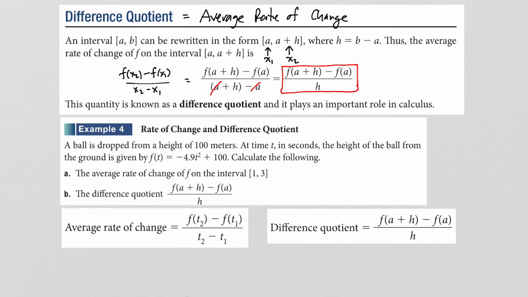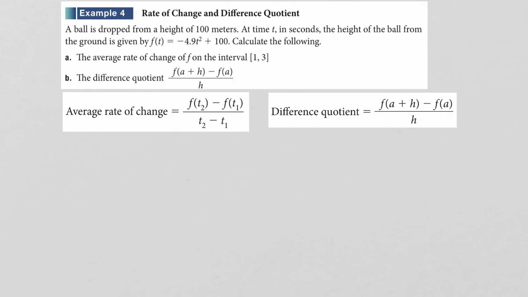All right, let's go ahead and take a look at this example. So here it says, a ball is dropped from a height of 100 meters. At time t in seconds, the height of the ball from the ground is given by f of t equals negative 4.9 t squared plus 100. Calculate the following. So in part A, we want to find the average rate of change of f on the interval from 1 to 3.